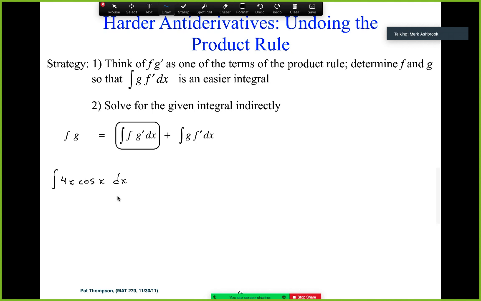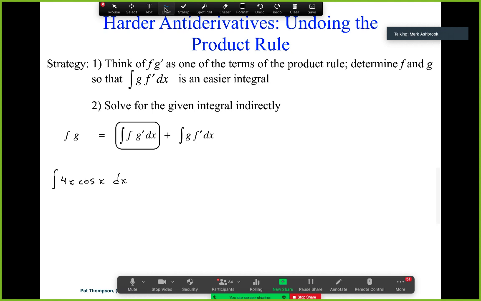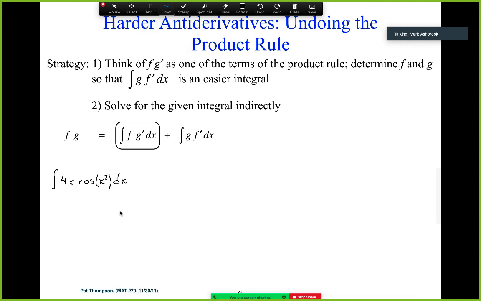As good practice, what different problem very similar to this would be undoing the chain rule? If it was cosine of x squared. Now this is a different problem. Would undoing the chain rule apply now? Yes, because out here I have essentially the derivative of this interior part. This would be undoing the chain rule.